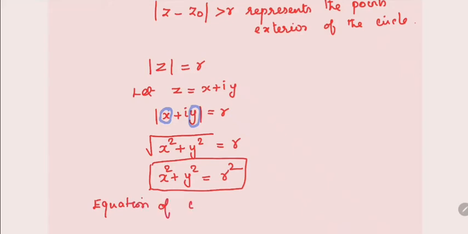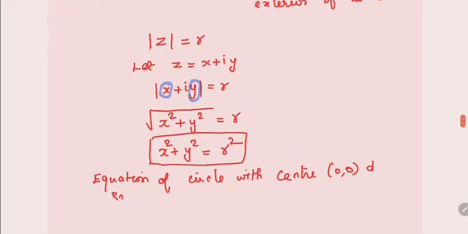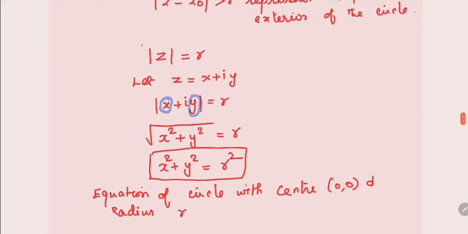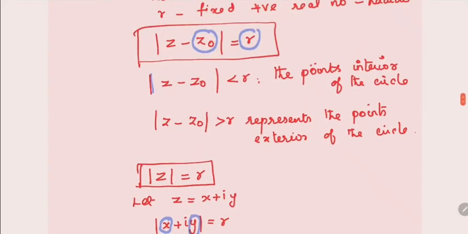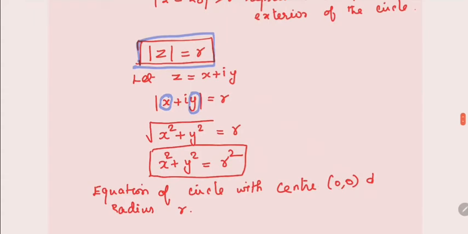It is the equation of the circle with center 0 comma 0 and radius r. So modulus of z is equal to r represents the equation of the circle in complex form with center origin and radius r. You should know the two equations. The first one is modulus of z minus z0 is equal to r, the equation of the circle with center z0 and radius r. And modulus of z is equal to r is the equation of the circle with center 0 comma 0 and radius r.